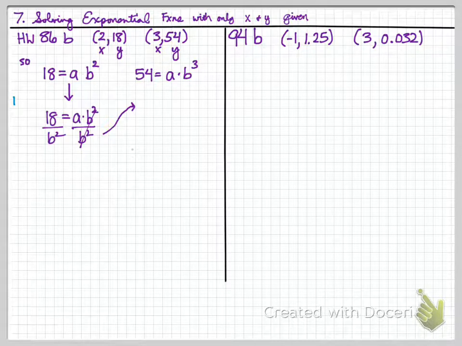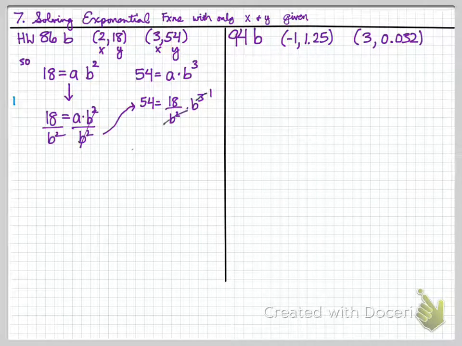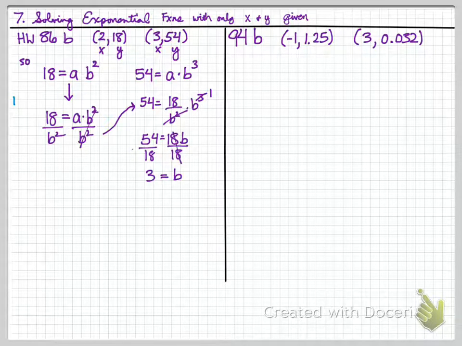And now we substitute it into the second equation. So we get 54 equals 18 over B squared times B to the third. We take our exponential skills and cancel. It's a little cleaner now. 54 equals 18B. We do our normal cancellations, and we end up solving for B, and that is 3.